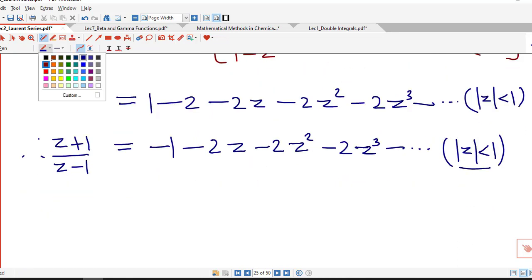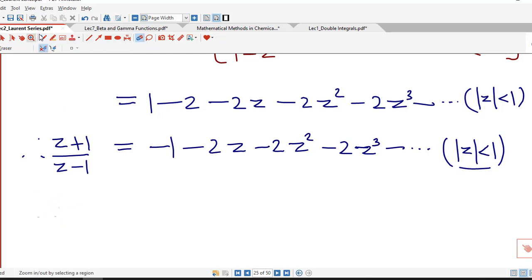Now we consider the second case, or we have just written number 2.